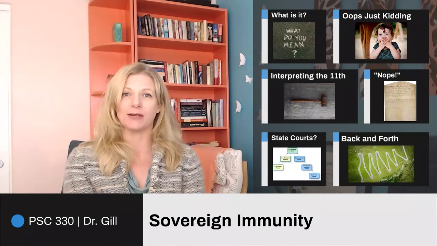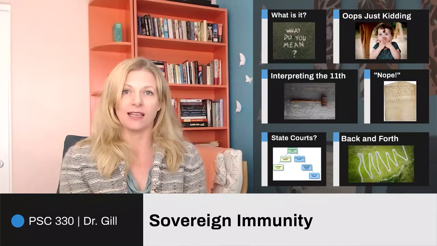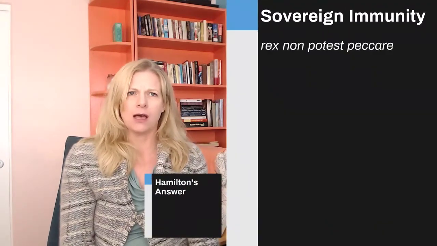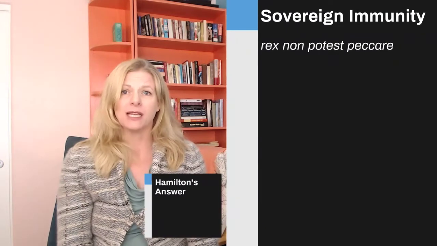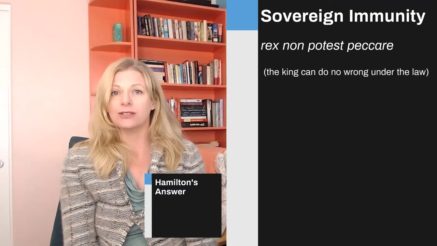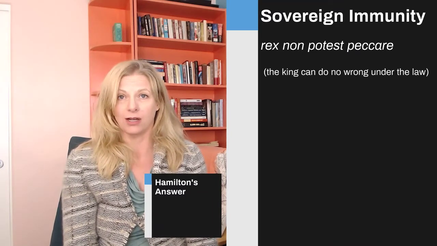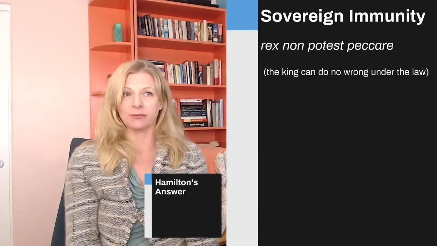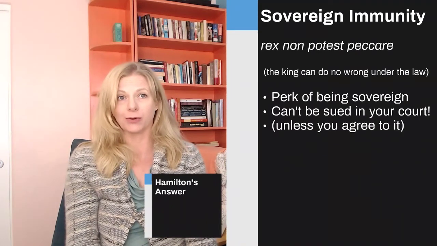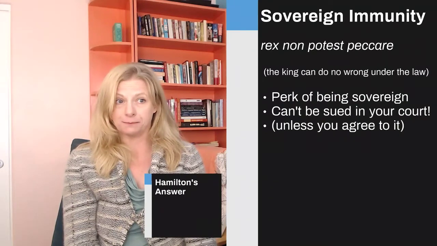Today we're going to talk about sovereign immunity and the 11th Amendment. All right, so let's start. What is sovereign immunity? This comes from the idea that the king can do no wrong under the law. I guess this is one of the perks of being the sovereign. You can't be sued in your own court unless you agree to it.